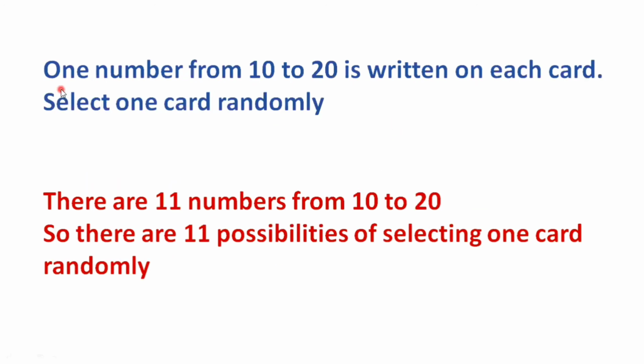The next is, one number from 10 to 20 is written on a card. Select one card randomly. Now there are 11 numbers from 10 to 20. So there are 11 cards and we have to select only one card at a time. So there are 11 possibilities of selecting one card randomly.